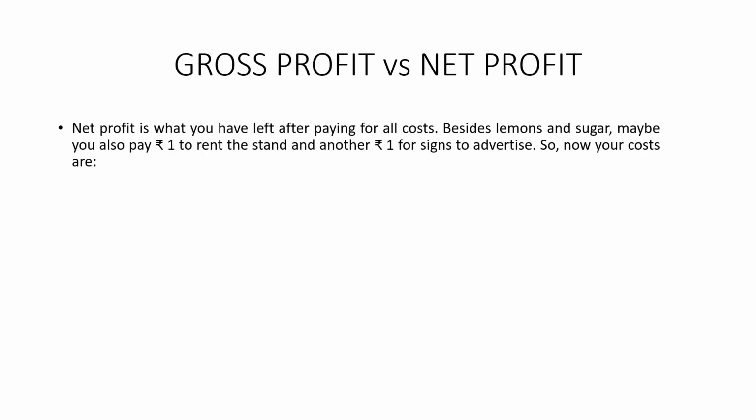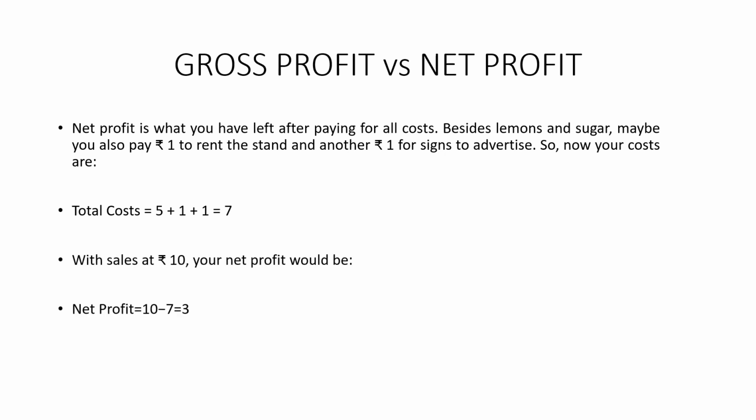Net profit, on the other hand, is what you have left after paying for all costs. Besides lemons and sugar, maybe you also pay 1 rupee for rent for the stand and another 1 rupee for signs to advertise. When you add up all these costs, 5 rupees plus 1 rupee for the rent and 1 rupee for the advertisement, it totals 7 rupees, and your sales is 10 rupees. So your net profit would be 3 rupees.